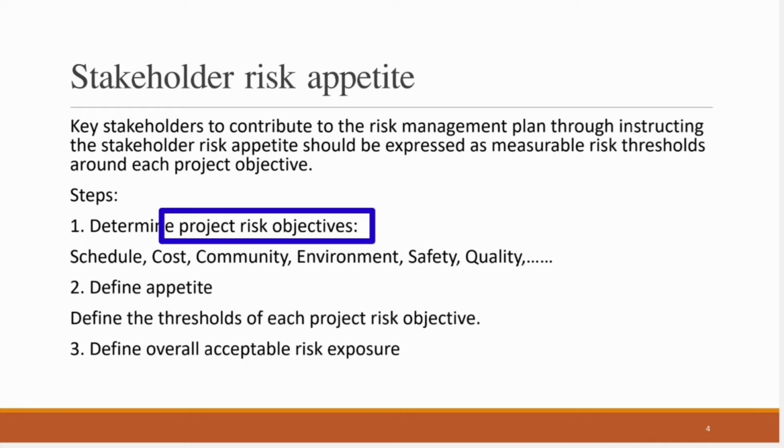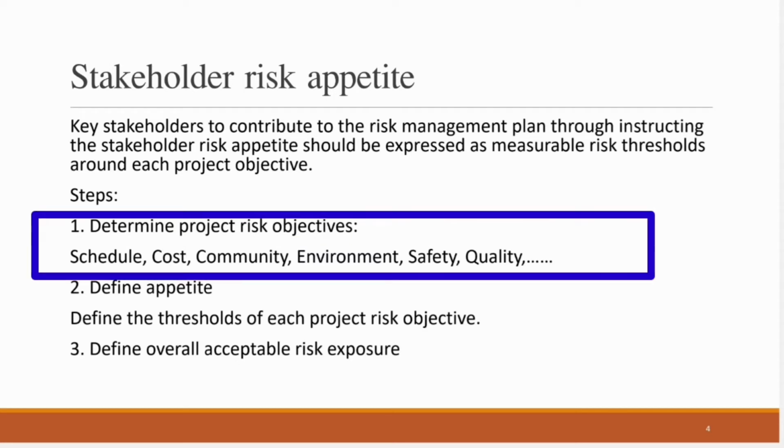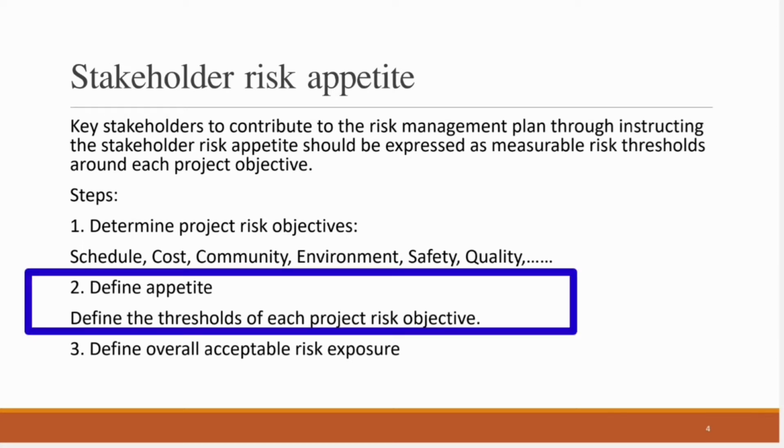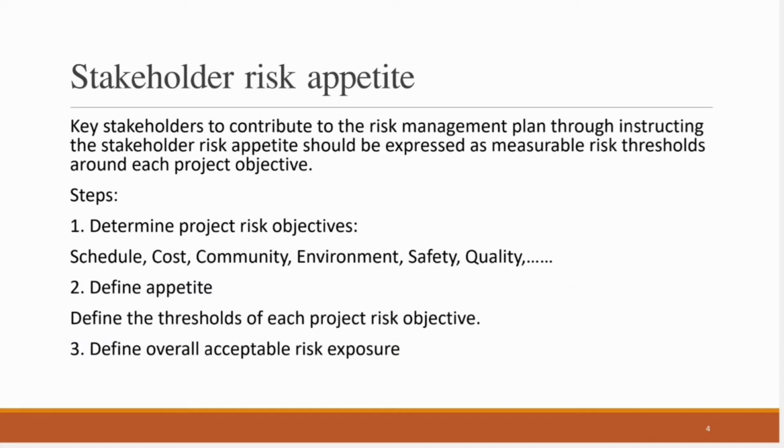So the stakeholders will determine what my project risk objectives are going to be. Is it going to be the schedule? Is it going to be the cost? Is it going to be the community, environment, safety, quality, scope, whatever? They will define that these are my project risk objectives. And then they will define the appetite or the threshold of each project objective. In other words, it means what's going to be the acceptance level and what's going to be the non-acceptance level.